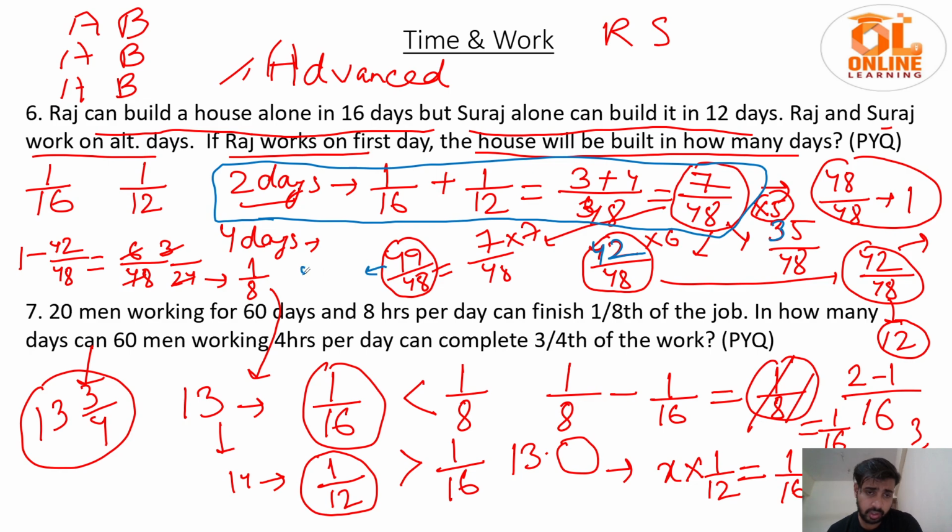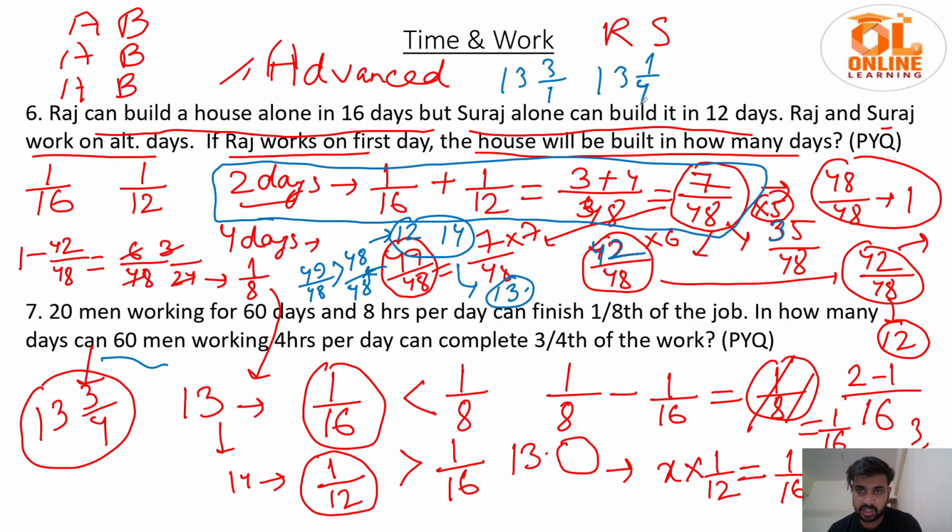So 49 by 48 is greater than 48 by 48, that is 1 day work. So we don't need that, right? So from here you can understand it will be more than 12 and it will be less than 14. So if you have some option that is 13 point something, you can clearly mark the answer without doing this step. But if you have close options like 13 3 by 4, 13 1 by 4, if these options are present, then you have to solve it.